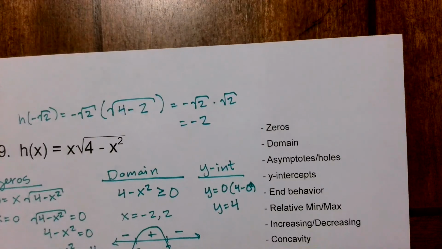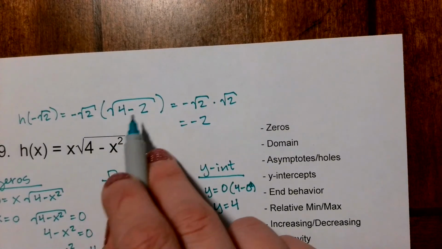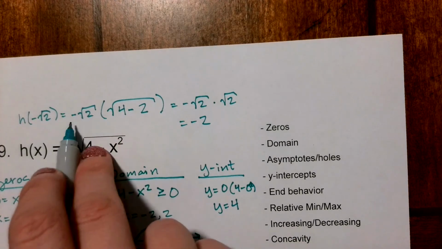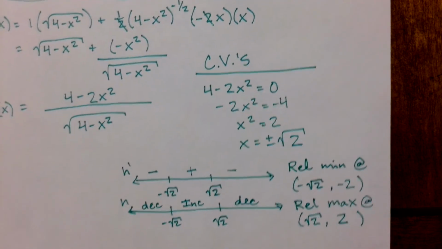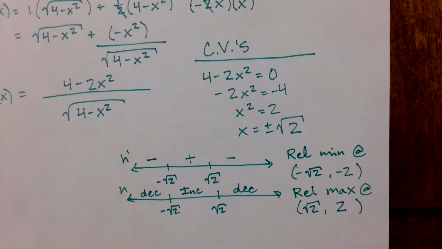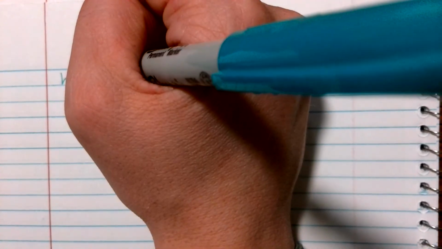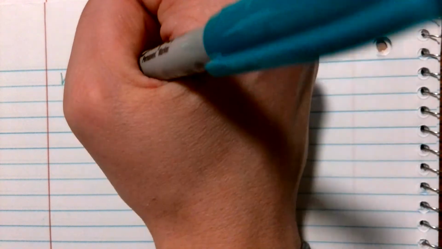And then I believe something very similar is going to happen if we plugged in a radical 2 instead. This part is going to be the same. The only thing that's different is the sign in the front. So instead of getting a negative 2, we'll get a positive 2. So that's my relative mins and maxes, and I've got my increasing, decreasing going on as well. So moving on to h double prime and our points of inflection. So using our h prime of x, we are using the quotient rule.